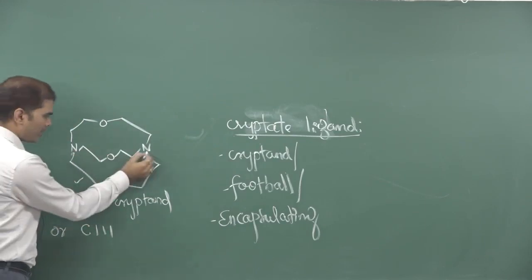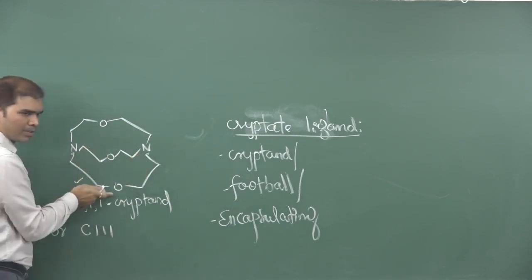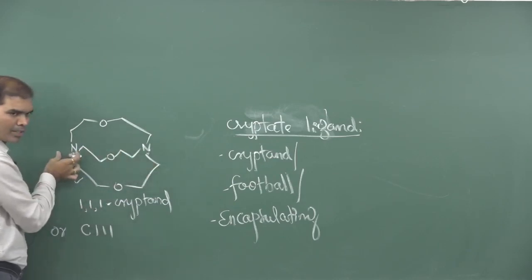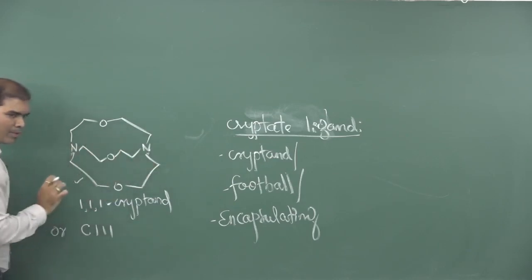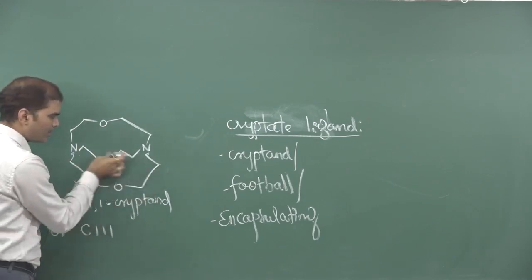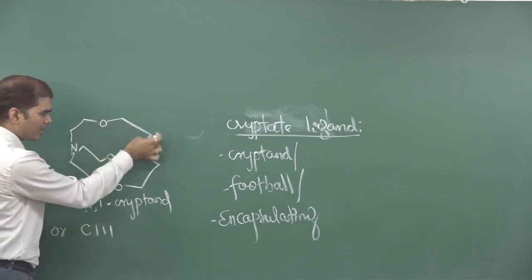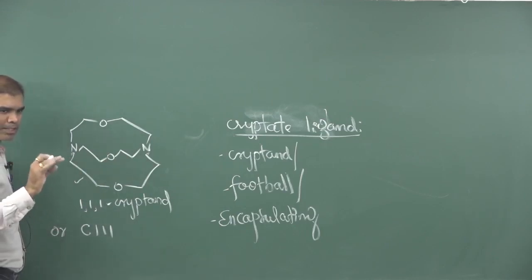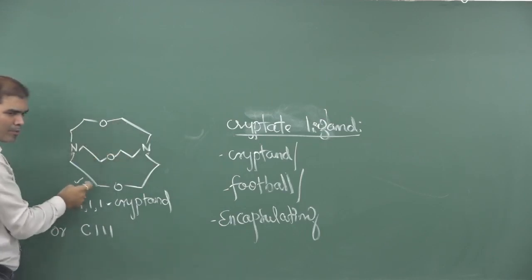Next point, nitrogen is a donor atom, oxygens are also donor atoms, but the most common cryptands have nitrogen ends, in between you will be having oxygens, and that nitrogen and oxygen will be connected by ethylene bridges. All these are ethylene only. Mostly found is ethylene. Propylene is also found, but to a lesser extent. Ethylene is most commonly found.